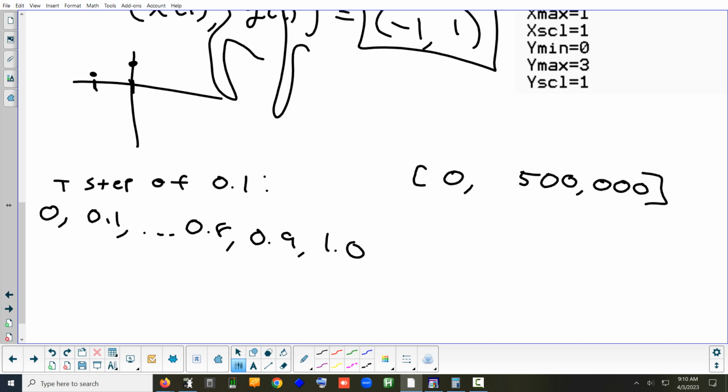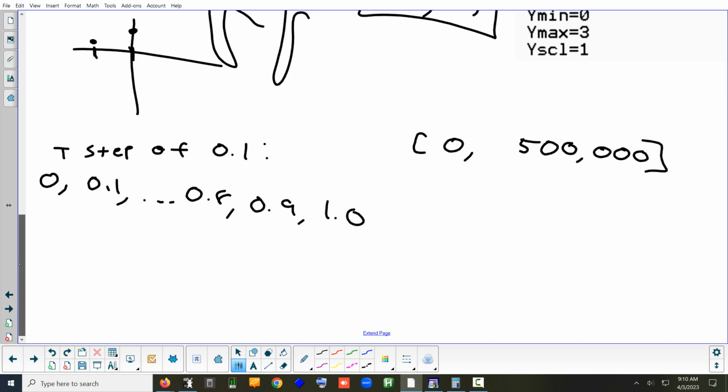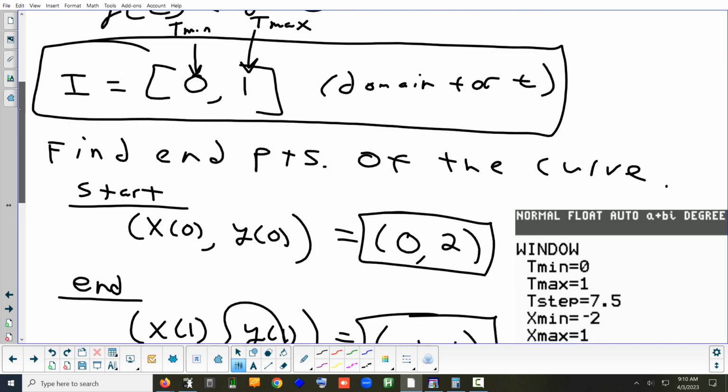If I had to go from 0 to 500,000, what's a reasonable number to count by? I don't know, maybe hundreds, 100, 200, 300. So that would end up giving me 5,000 points. Even that could be a lot. But that's what t-step controls. It controls how often the calculator is plugging a number into the formula to get your graph. Now, did you fix your graph? I just set my x max at 2.